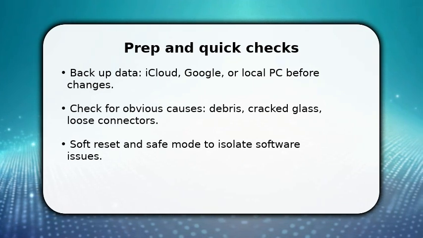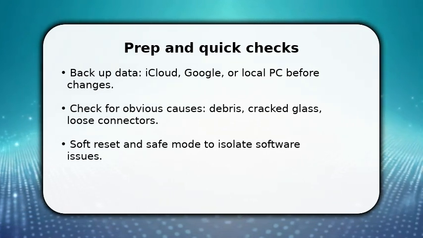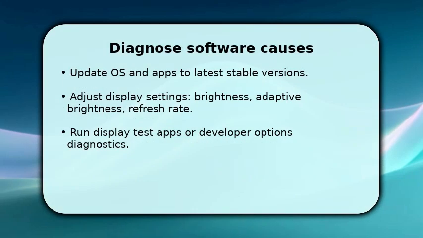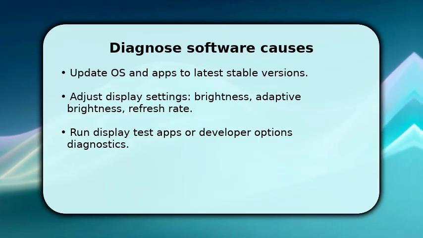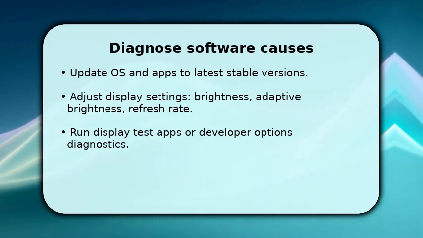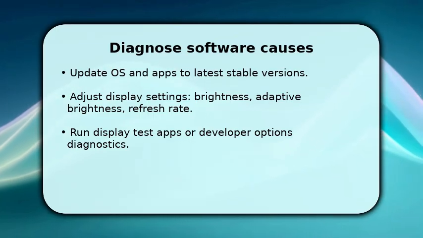You now focus on software that commonly causes flicker. Update the operating system and all apps, because outdated drivers or apps can conflict with display drivers. Then lower brightness, turn off adaptive brightness, and set the refresh rate to a stable value. Many panels misbehave at high rates.